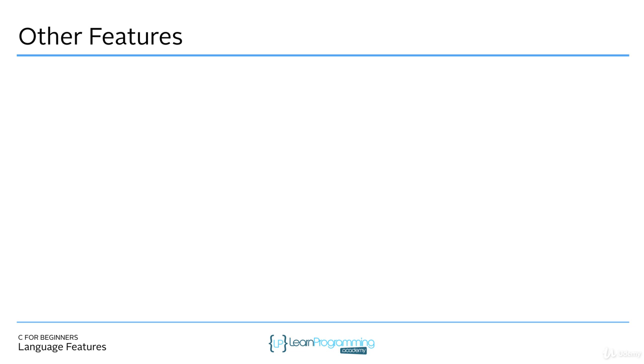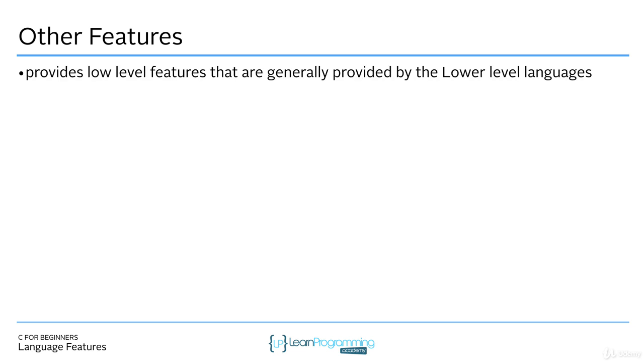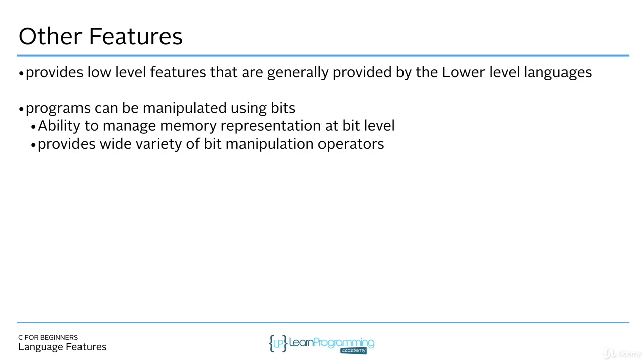Some other features of C are it provides low-level features that are generally provided by the lower-level languages. We talked about this. But again, the best example of this is memory management, direct access to memory. Programs can be manipulated using bits. Wow, if that's not low level, I don't know what is. It is the ability to manage memory representation at a bit level. Bits and bytes are how we actually store data on computers. It provides a wide variety of bit manipulation operators. Again, something in the language that we'll talk about in more detail.